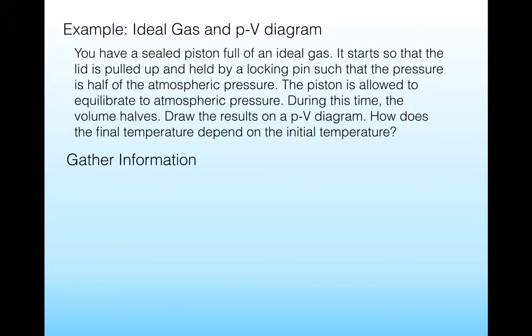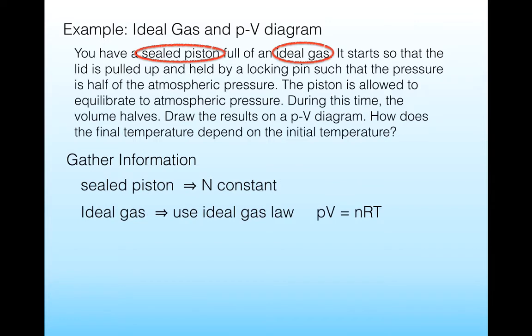So first we should gather information. The first thing we need to look at is that we have a sealed piston. If it's sealed, that means molecules can't come in and out of the piston, and that means that the number of molecules is constant. Second, it says we have an ideal gas in the piston, so we can use the ideal gas law. Further, we have information about the pressure.